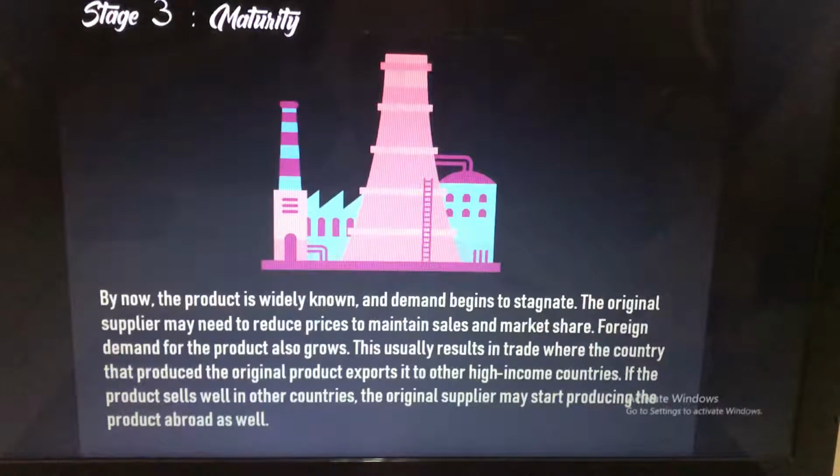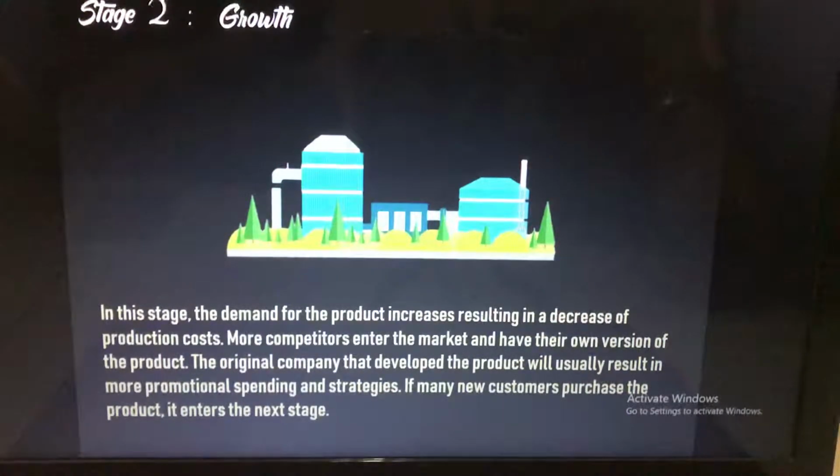Sorry, I forgot to give an example for the growth stage. The example would be Chatime versus Tea Life, and how Chatime was the first to introduce the bubble tea in Malaysia. But then Tea Life came out with their own, and they started competing from 2013, I believe, until now.